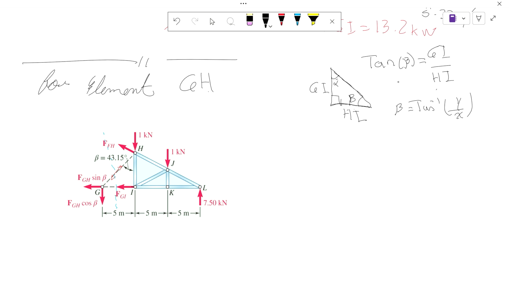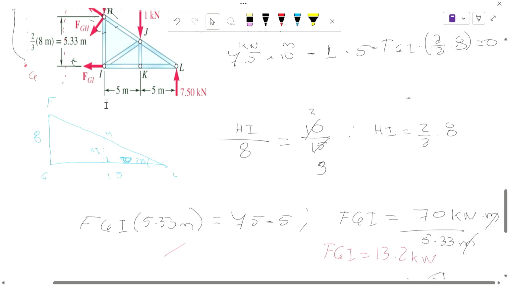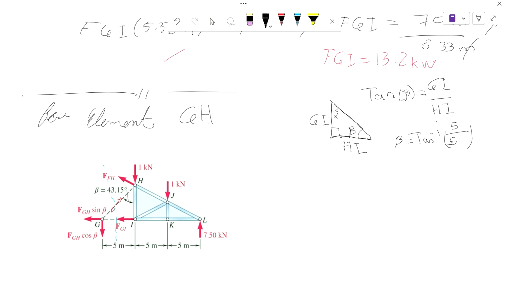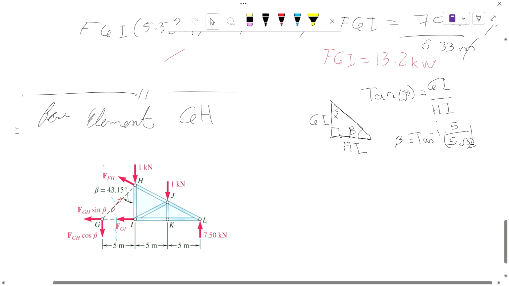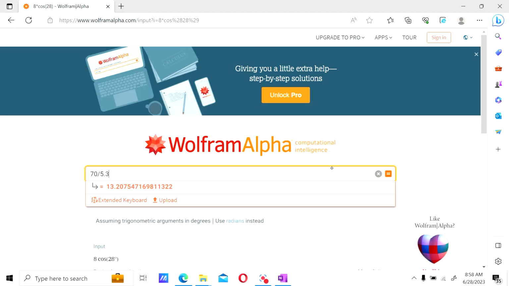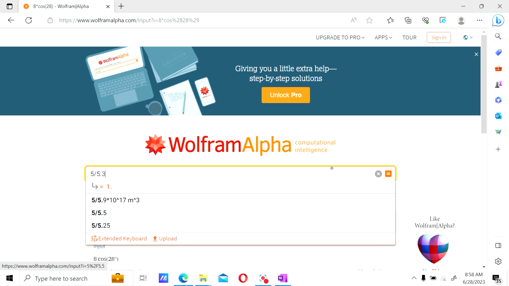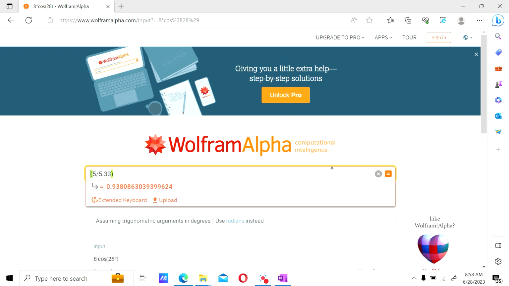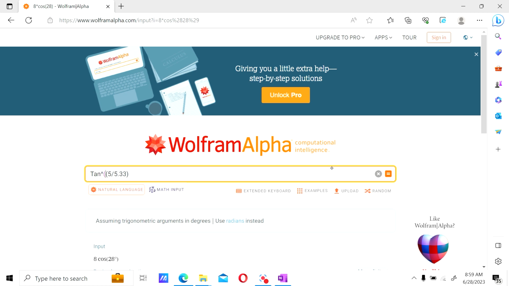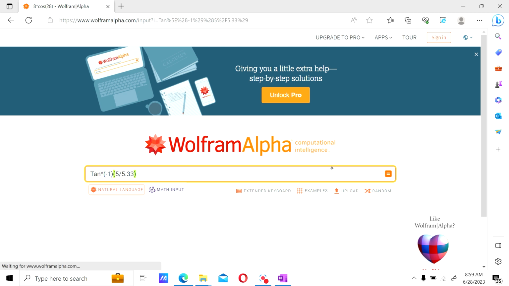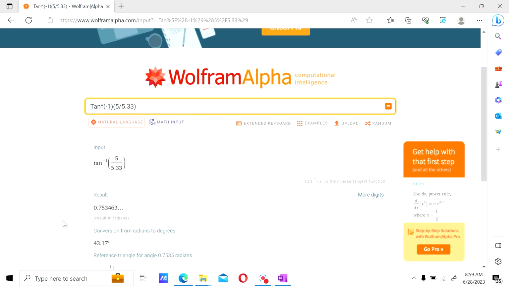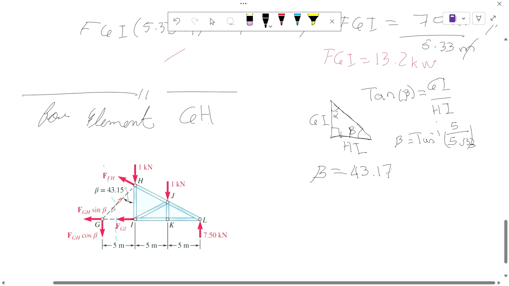Okay, and we actually have those numbers already. So g to I is 5, and h to I is, we already had that number before, 5.333. Okay, so beta is equal to 5 divided by 5.33, tangent minus 1, and forget the parentheses, 43.2 or 43.17. Okay, and sure, they get 43.15, whatever, we're close enough.